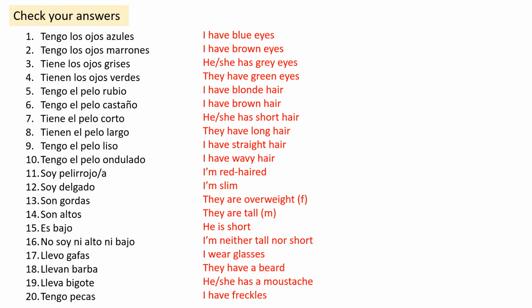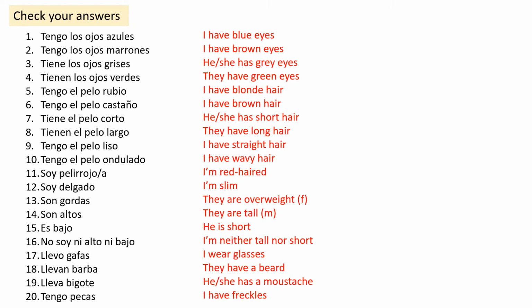Soy delgado is I'm slim. Son gordas, they are overweight, the feminine version. Son altos means they are tall, masculine version. Es bajo is he is short. No soy ni alto ni bajo means I'm neither tall nor short.